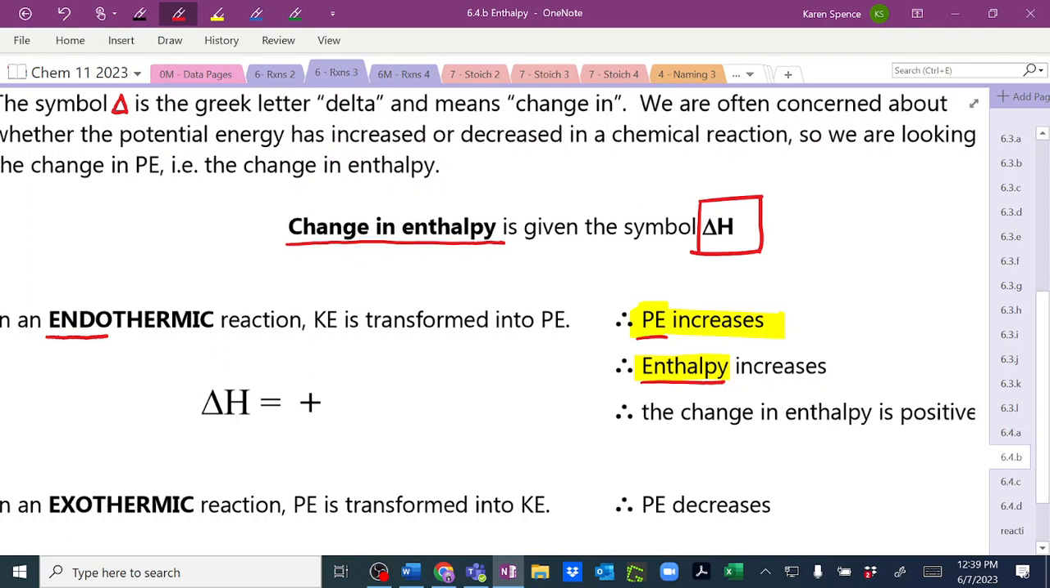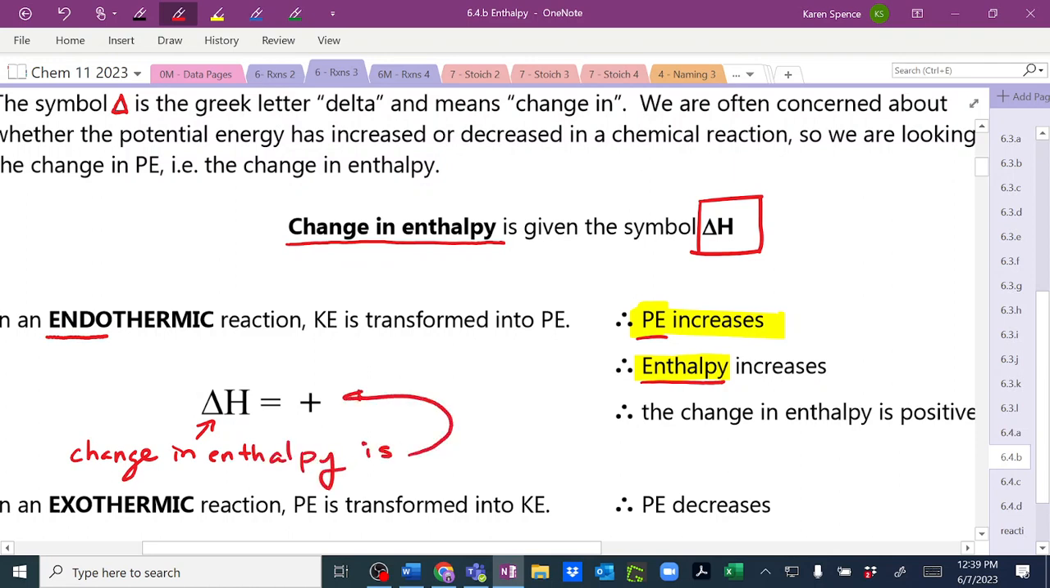And if something is increasing, is the change positive or negative? Positive. So the change in enthalpy is positive. Okay, so the enthalpy increases, the change in enthalpy is positive. That's an endothermic reaction.